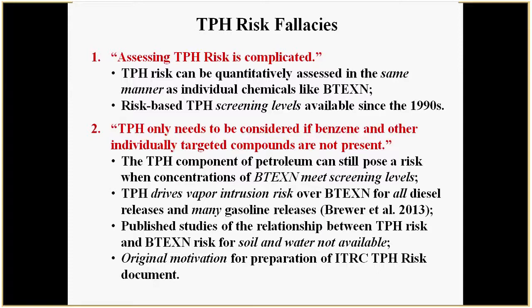The first is that assessing TPH risk is complicated. In fact, TPH risk can be quantitatively assessed in the exact same manner as individual chemicals like BTEXN: benzene, toluene, ethylbenzene, xylene, naphthalene, and other PAHs. These approaches, again, were developed in the 1990s. The main debates and discussions since then have been on the toxicity of the different carbon range fractions. We'll mention that in a minute. So it's no more complicated than it is for any other individual compounds.